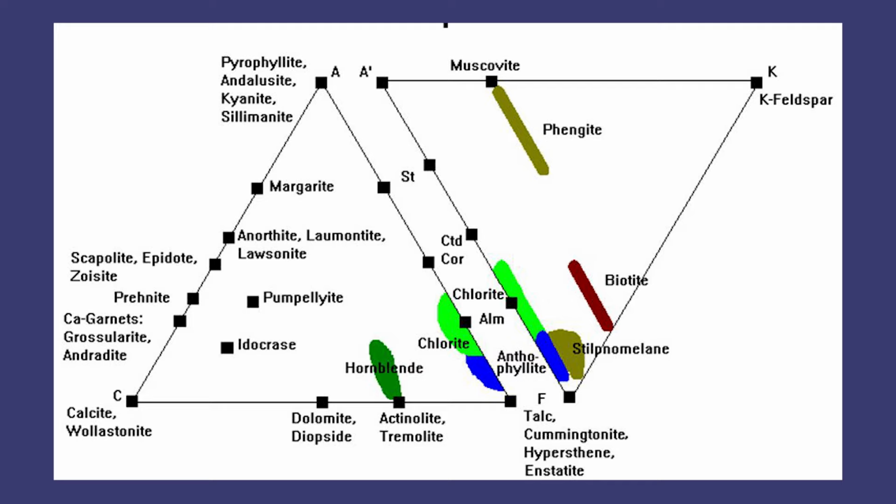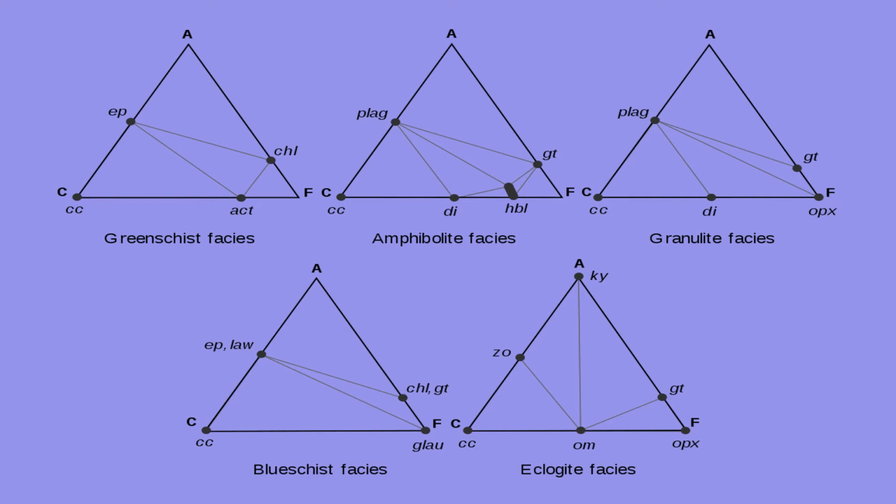Ascola gave equal importance to CaO, which served as the third component in his ACF diagram, and K2O in his AKF diagram. The above three components are used by Ascola to represent the mineral assemblages of metamorphic rocks of the different facies.